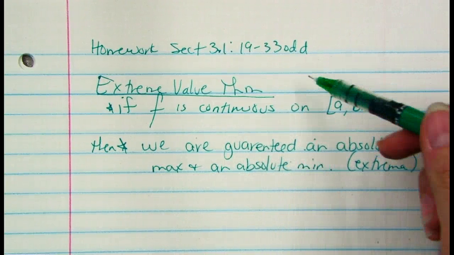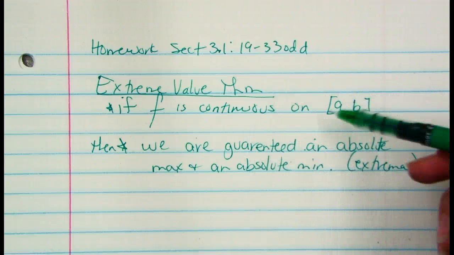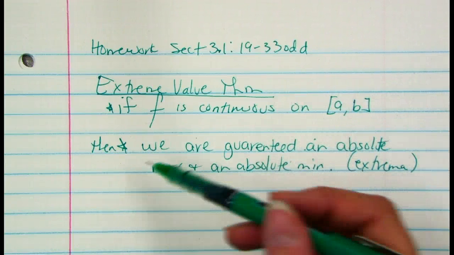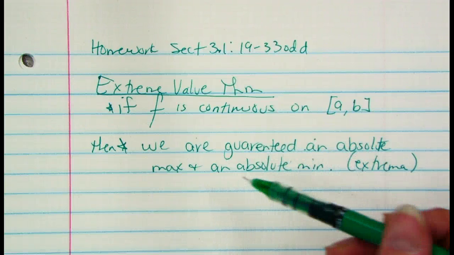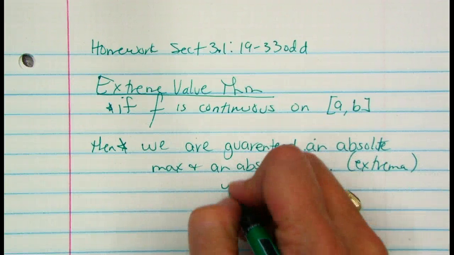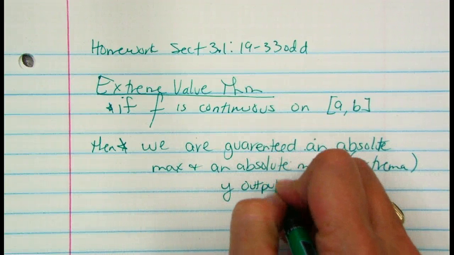So by the extreme value theorem, if f is continuous within this interval, which means I do not pick up my pen anywhere between the values a and b on my x-axis, then we are guaranteed an absolute max and we are guaranteed an absolute min. And that's a y output on the original function.